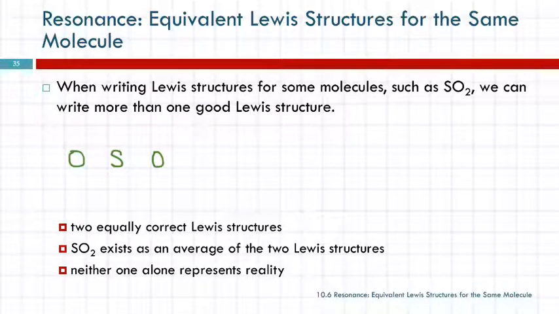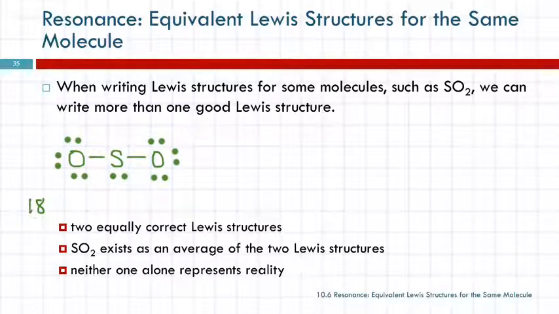And then we need to count electrons. Oxygen and sulfur are both in group 6A. So we have 3 atoms with, I'm sorry, 6 valence electrons each, and so that gives us 18. So we need a bond here. So that's 2 and 4, 6, 8, 10, 12, 14, 16, 18.